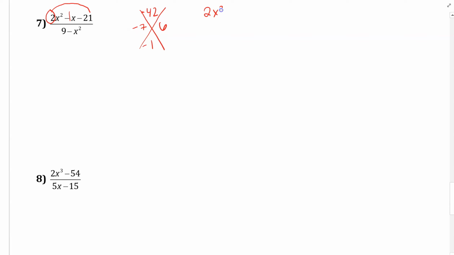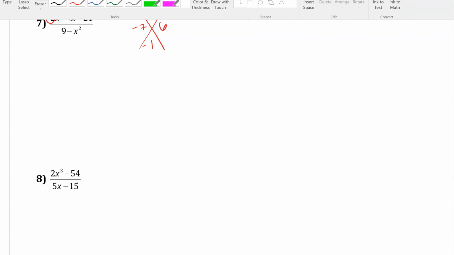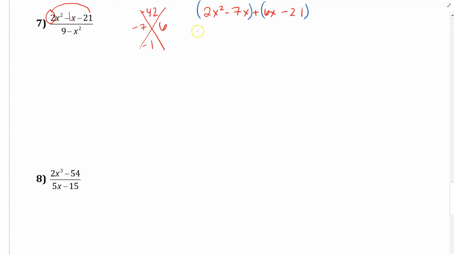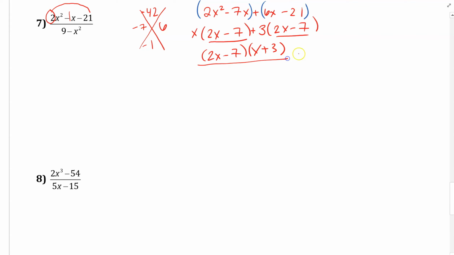So I'm going to do that off to the side over here so as to not have all that work clutter this part of the graph. And so we group the first 2, group the last 2, take out an x, and I get 2x minus 7. Take out a 3, and I get 2x minus 7. And then I take out the common factor of 2x minus 7, and I'm left with x plus 3. So those are my factors for 2x squared minus x minus 21. So I will write that out. I factor the numerator into these two things, 2x minus 7 and x plus 3.